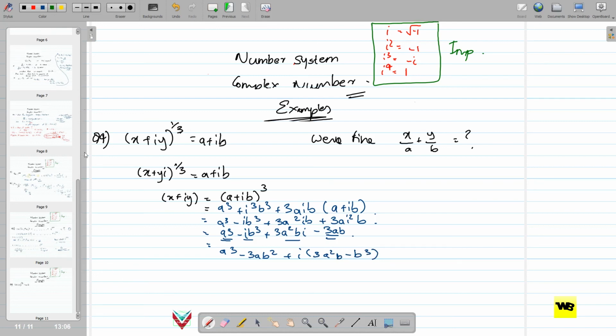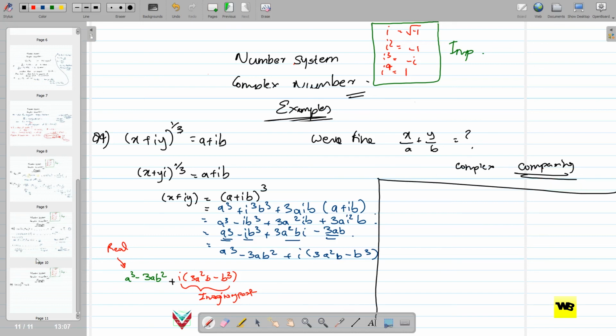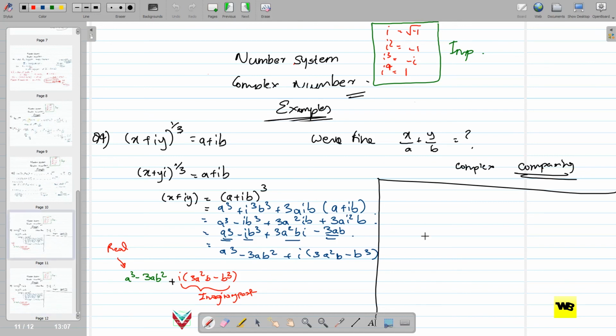This is the real part. I will write it in green color: a cube minus 3ab squared, plus, and this is the imaginary part, i times (3a squared b minus b cube). So this is the real part and this is the imaginary part. From the starting I was telling that for a complex number, we are just comparing both of the values. So now we will compare and see exactly how the answer will come.